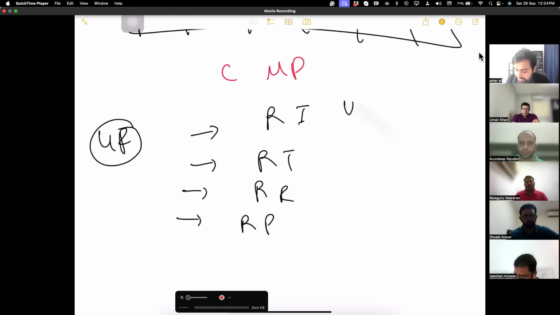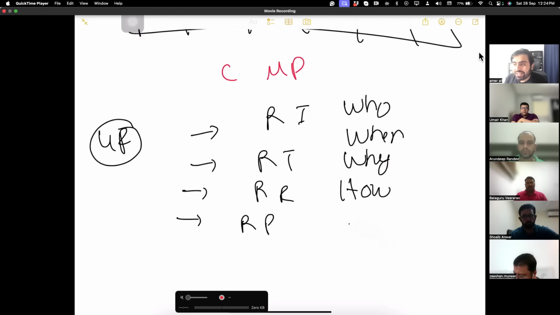Simply saying, who needs the information, when they need the information, why they need the information, how the information will be transferred. Is the information confidential or non-confidential? What is the type of the information, guys? We need to understand that, and how that will be traveled.